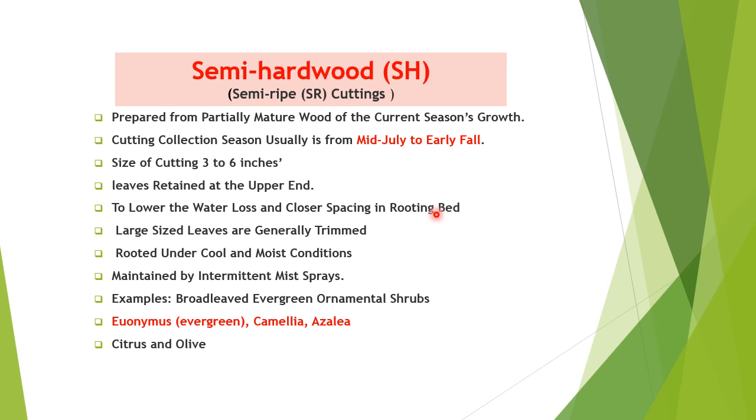So it has two purposes. Why do you reduce the leaves? Why do you keep the upper leaves only? Because you are planting these cuttings together. When there are fewer lower leaves, there can be closer spacing in the rooting bed. They can be planted in a very close space. And there will also be less water loss, because you are removing the leaves which otherwise would face transpiration losses.